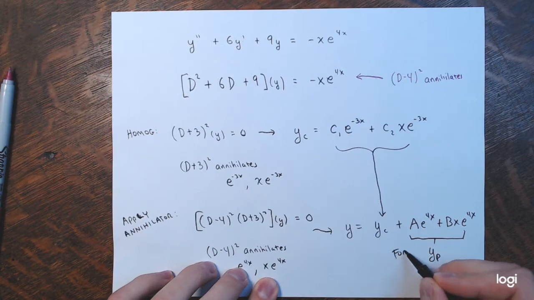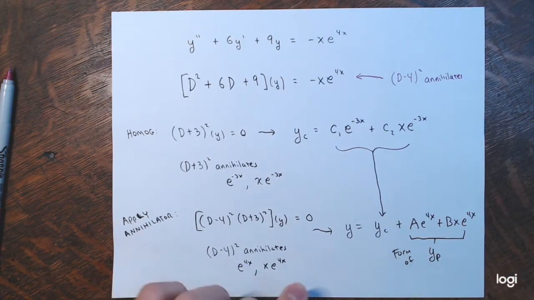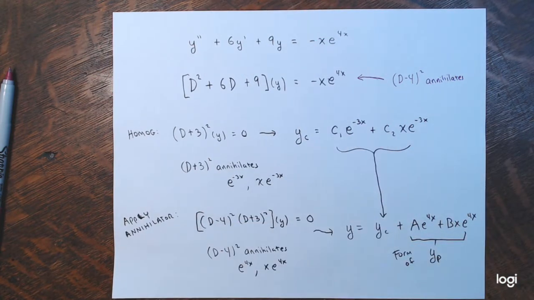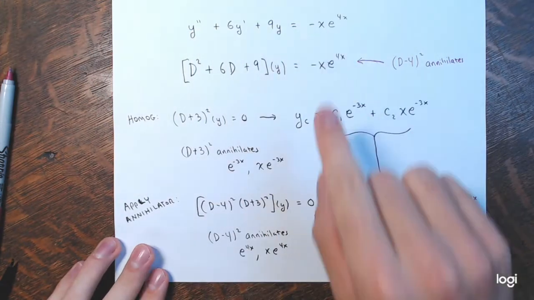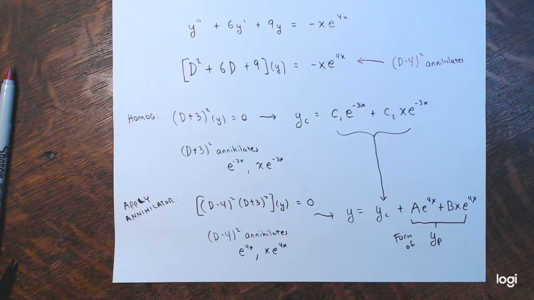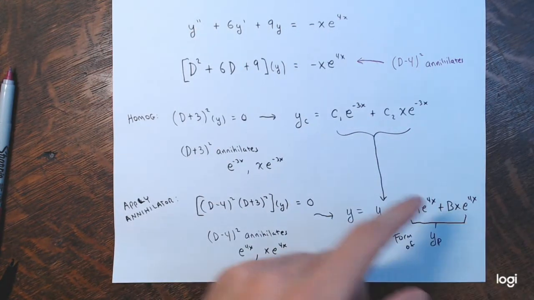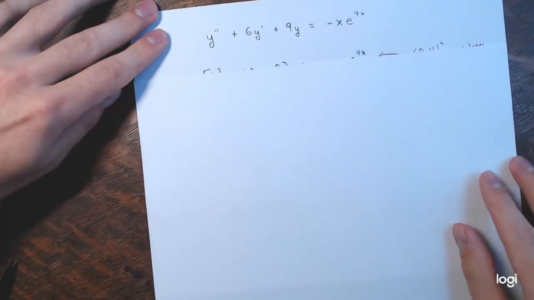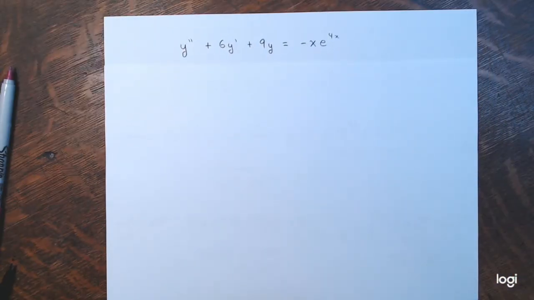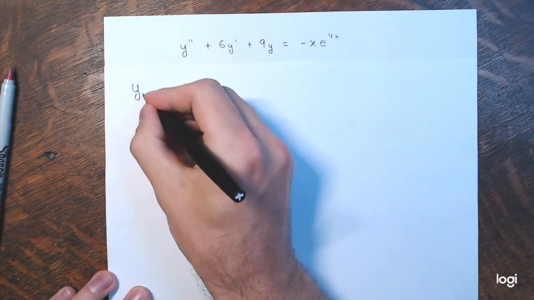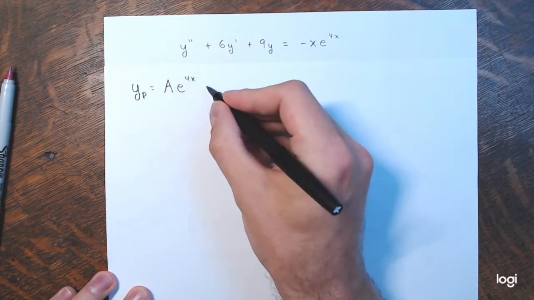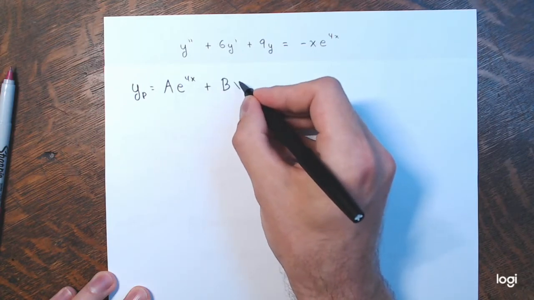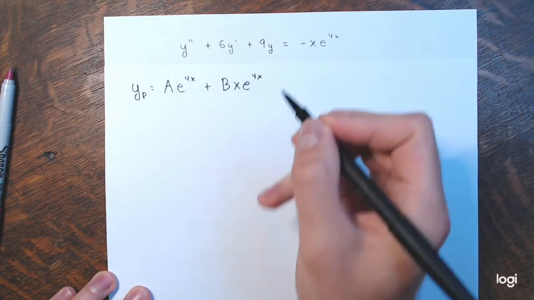The form of yp. I'm not done. I need to find this a and this b. So let's take the form of our particular solution, take the first derivative, second derivative, plug it into our equation, and solve for a and b, and then we'll be done basically. We can state the general solution. So again, yp has this form: a times e to the 4x plus b times x times e to the 4x.